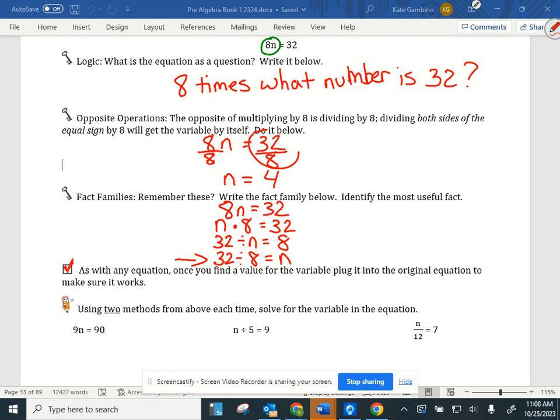Just as in yesterday, you need to check your work. So as with any equation, once you find the value for a variable, go back and plug it into the original to make sure it works. So we have 8 times, we're saying n is 4. 8 times 4 equals 32. 8 times 4 is 32, so we get 32 equals 32. So that is a true statement.